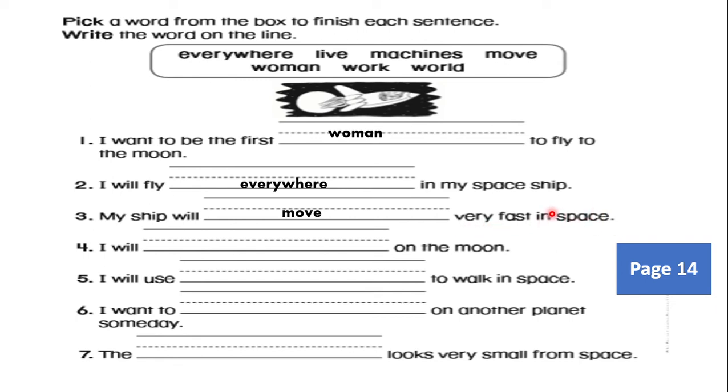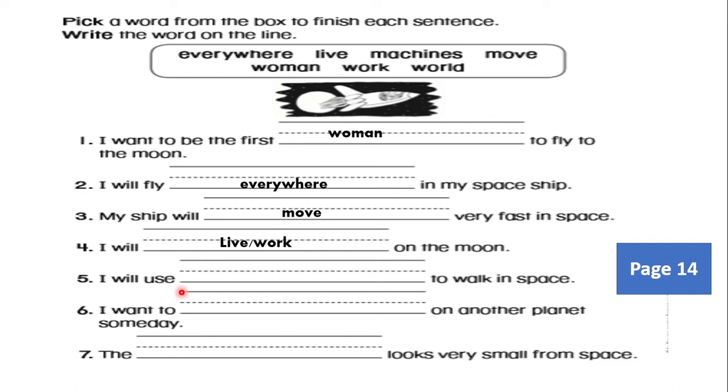Very fast in space. Number 4. I will on the moon. It could be live or work. You can say I will live on the moon or I will work on the moon. Okay? So both words can be used, either live or work, because they are verbs. I cannot say I will move on the moon, because move also is a verb, but it doesn't fit the sentence.